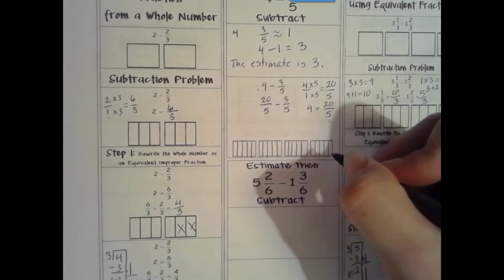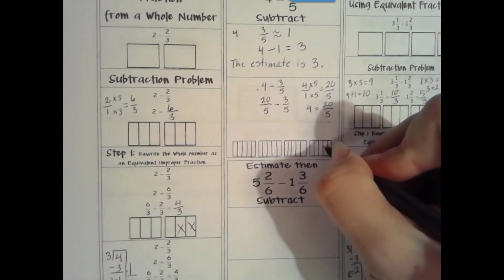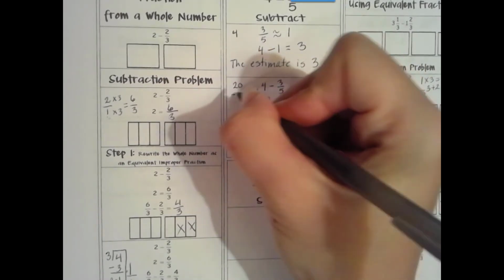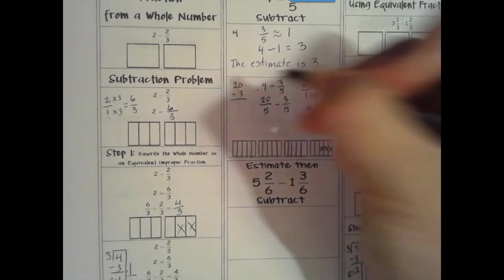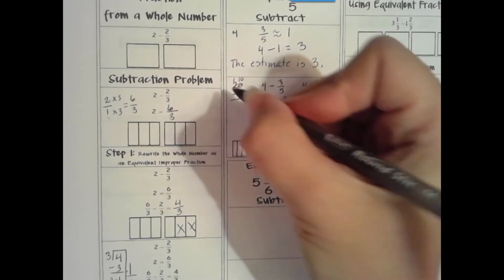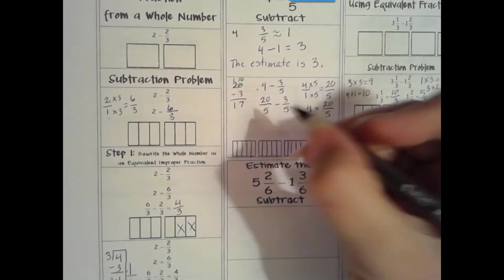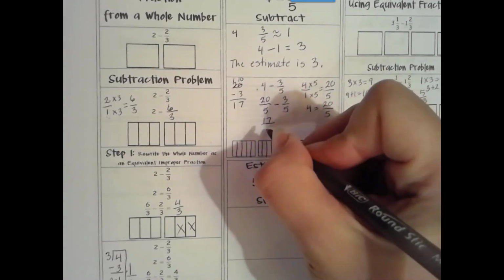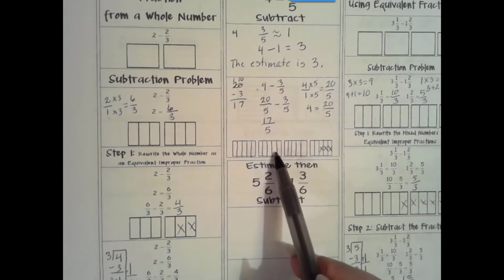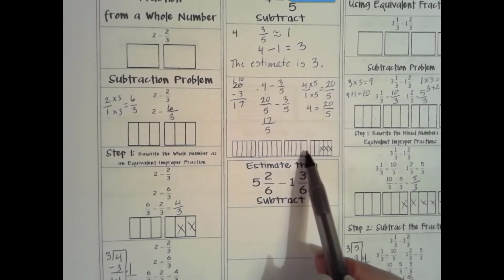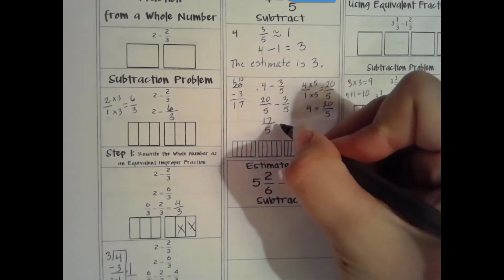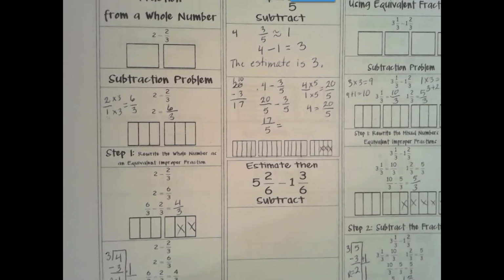Okay, now that I have it subtracted, I could take away 1, 2, 3. 20, take away 3, more on the floor, go next door, regroup 10 more. 10 take away 3 is 7, and 1. We get 17 fifths, and you could count that 1, 2, 3, 4, 5, 6, 7, 8, 9, 10, 11, 12, 13, 14, 15, 16, 17 fifths. But what is that as a mixed number?